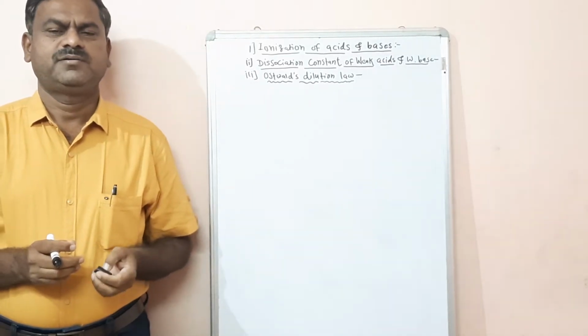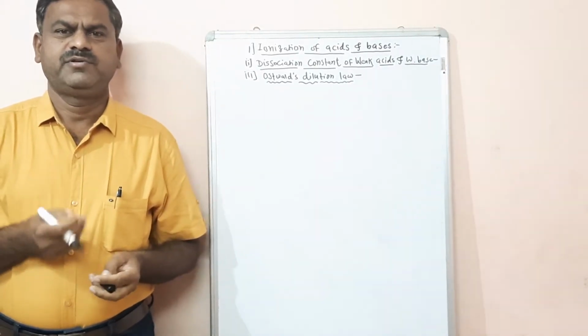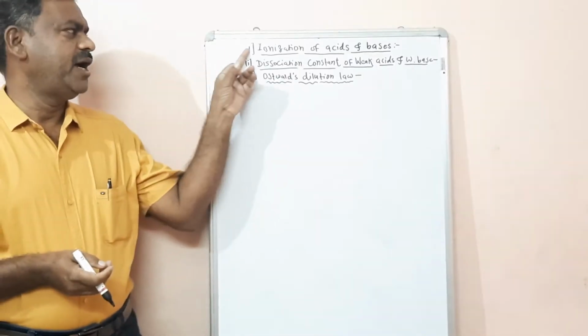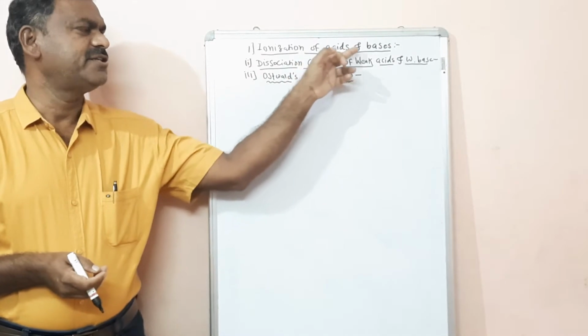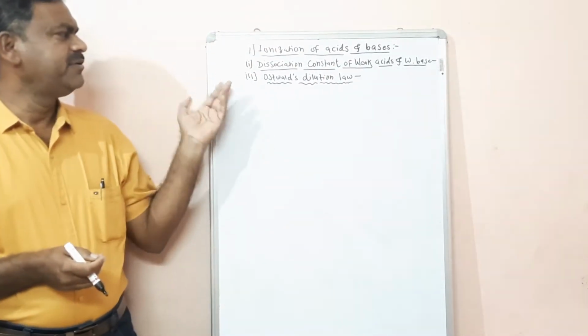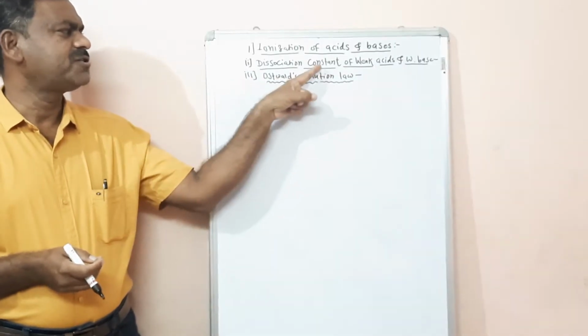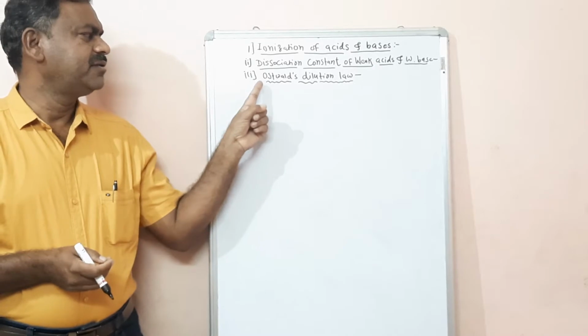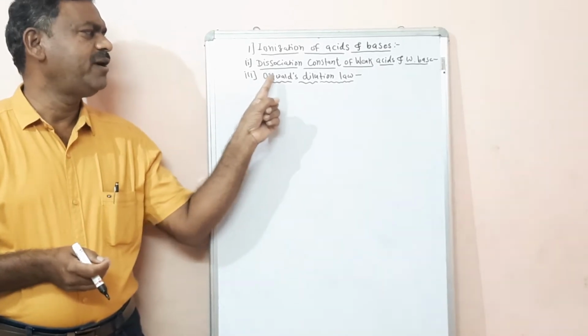Dear student, today we'll start the ionization of acids and bases. Then after that, we'll see the dissociation constant of weak acids and weak bases. And the next point is the Ostwald dilution law.